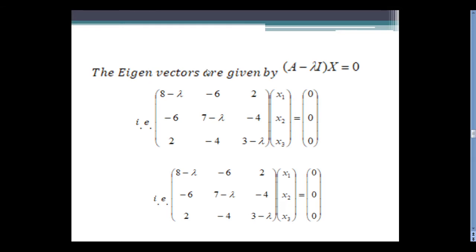Next we want to find the eigenvectors for the given matrix. So let us find A minus lambda I, where A is the given matrix and I is the unit matrix. Multiply I with lambda and subtract it from A, into capital X equal to 0. So A minus lambda I we can write directly: 8 minus lambda, minus 6, 2, multiplying with x1, x2, x3 equal to 0. So I have written the 0 in this way.